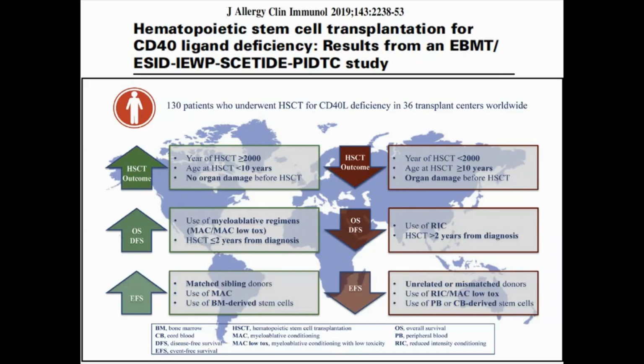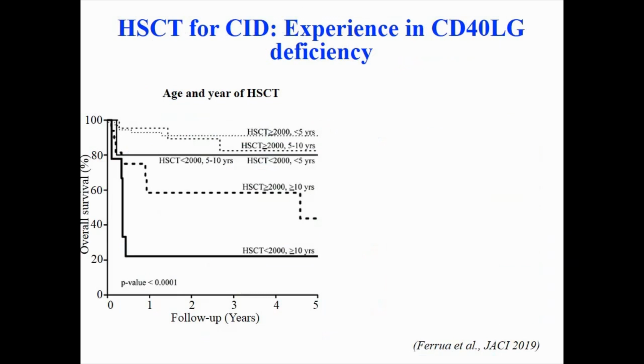And if you put all of that together, these are the results according to age and year of transplantation. Before year 2000, in over 10 years of age. After year 2000, less than 5 years of age. You see now almost 90-95% of the patients, if they have been transplanted at a young age and in recent years, they do extremely well. Okay, that's the age and year of transplantation.